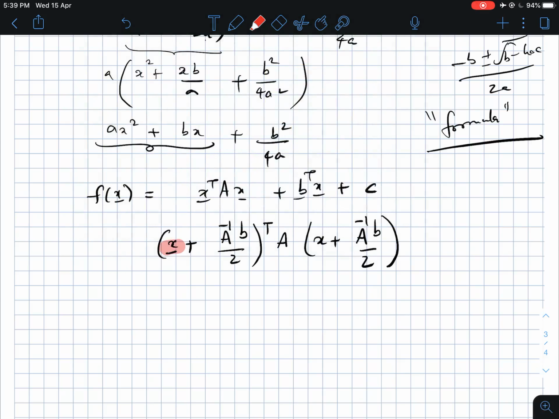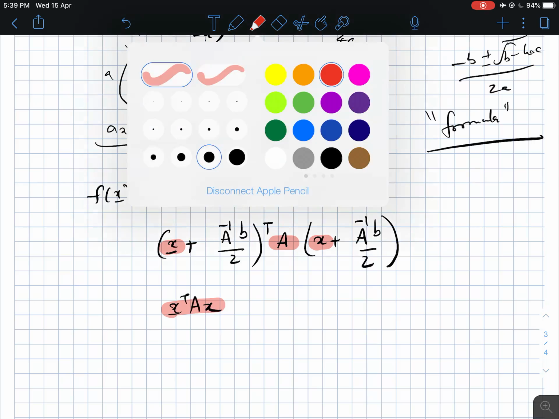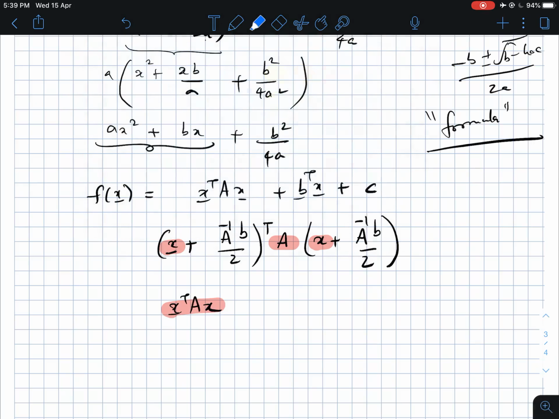Just do some coloring. X transpose Ax, that just gives you x transpose Ax. Fine, fantastic. Now let's actually look at some other terms.